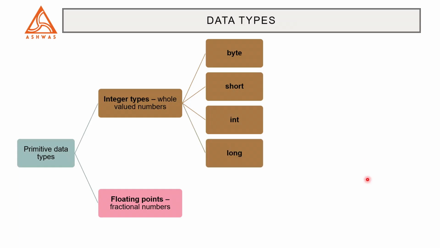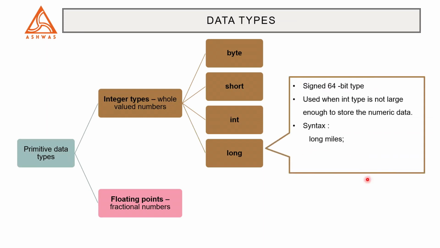If you have a bigger value than int, you can consider using long data type for it. As you can see, it is a signed 64-bit type, and it is used when int type is not large enough to save your numeric data. And this is how I declare my long variable. So if I have miles or distances to store, maybe then I would want to use long data type, because int will not be sufficient, short and byte will not be sufficient. So these are my integer type values.